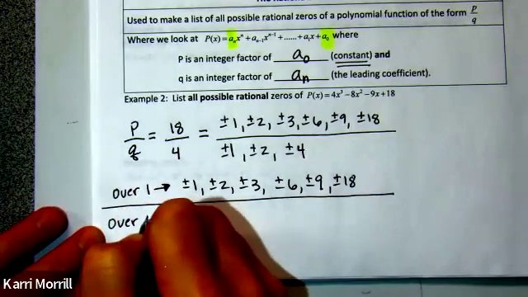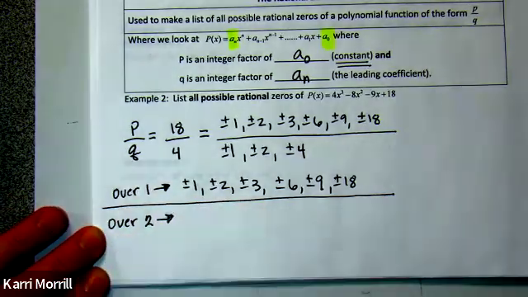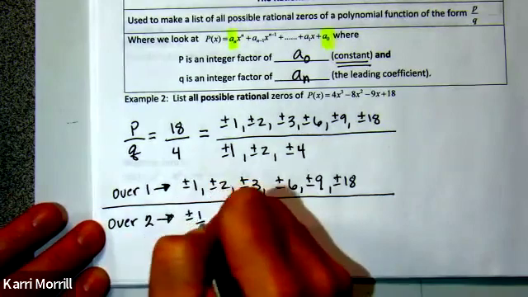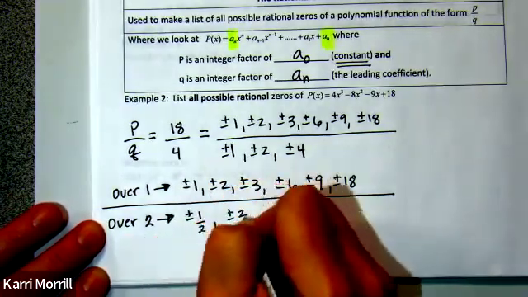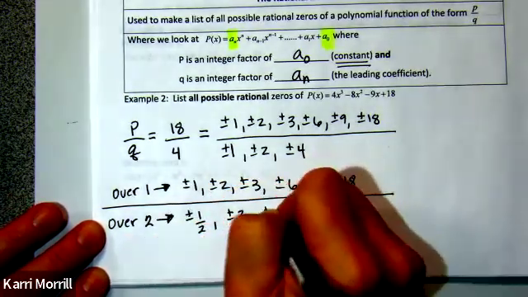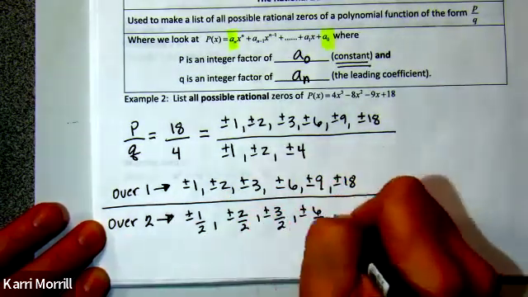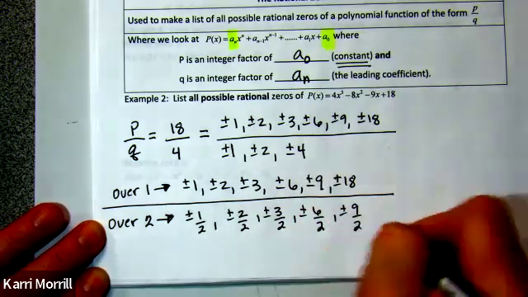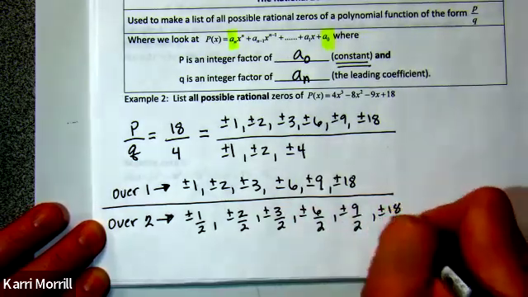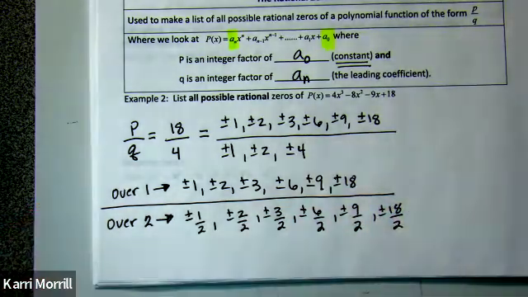Now let's do over 2. So we're going to do plus or minus 1 over 2, plus or minus 2 over 2, plus or minus 3 over 2, plus or minus 6 over 2, plus or minus 9 over 2, and plus or minus 18 over 2. But then you're going to want to go back and simplify.